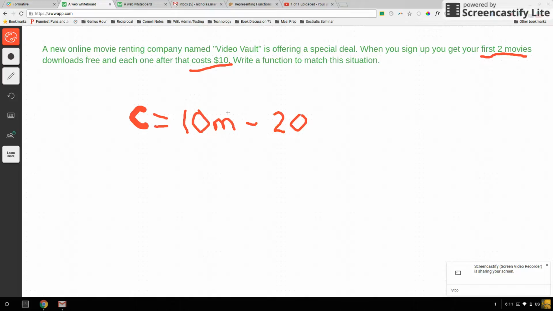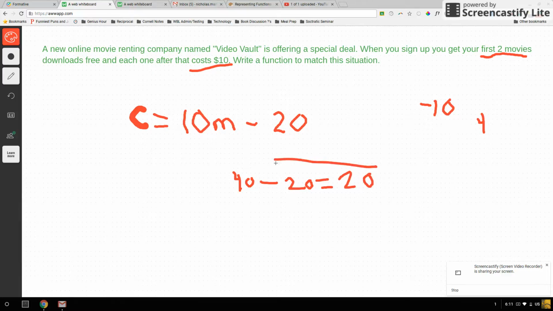Let me show you how this works. If we rent just one movie, 10 times 1 would be 10 minus 20, which would mean we would have negative $10 left, which means we could still rent another movie for free before we got to 0. If we rented 4 movies, 10 times 4 would give us 40. We would take away 20 because our first 2 movies were free, which means we would only have to pay $20 on our bill if we rented 4 movies that month. So with this one, we had to be careful and not just minus 2. We had to actually work it out. So like I said, with more complicated functions, we just have to pay attention and really make sure we get all of the information in there.